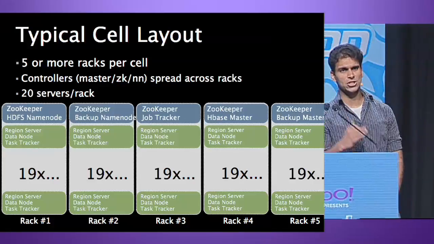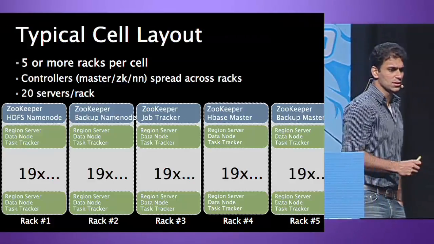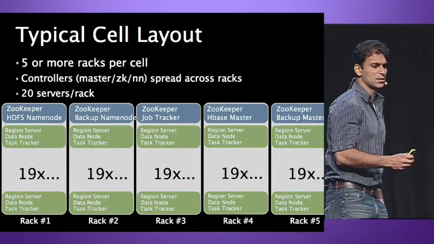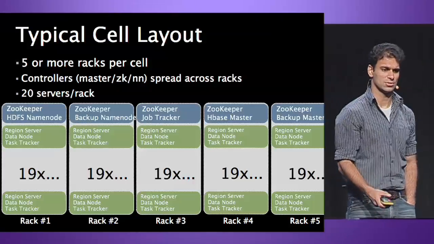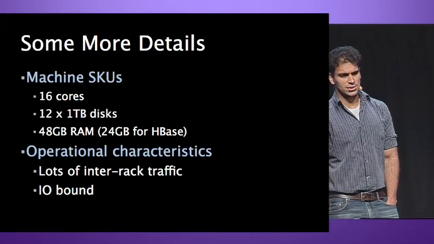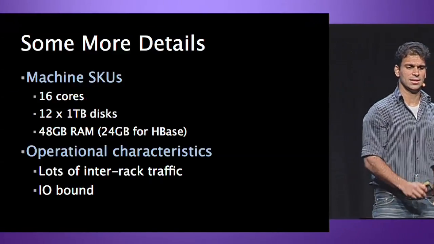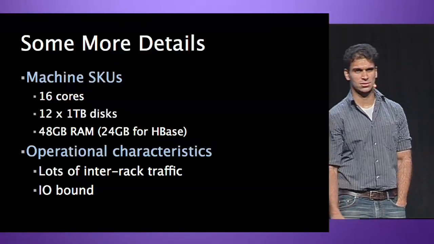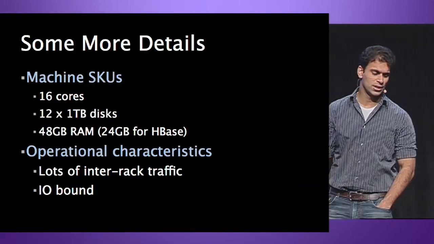It has the HBase slave process, which is the region server, the DFS slave process, the data node, and the task tracker, which is the MapReduce slave process. So that's how it looks. And to give you some more details, each of the machines is a 16-core machine, 12 disks, 1 terabyte, and 48 gigs of RAM.